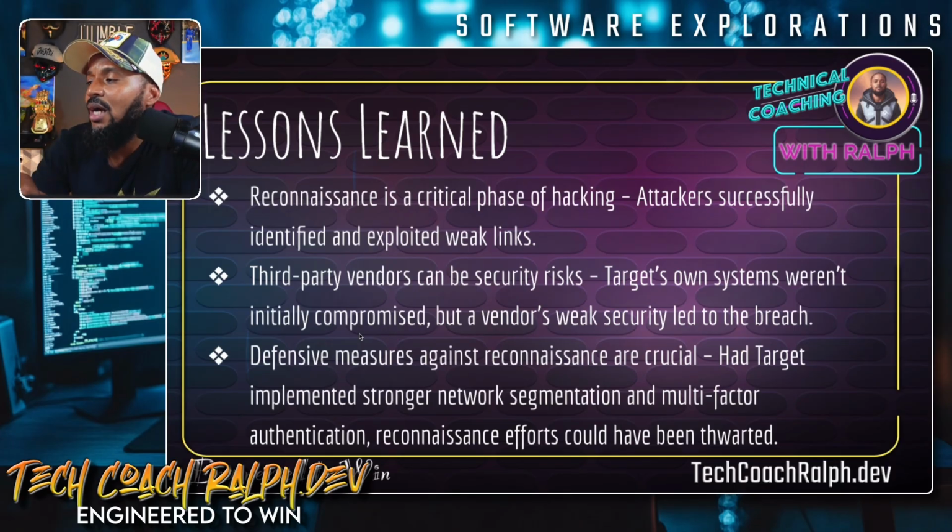Defensive measures against reconnaissance are crucial. Had Target implemented stronger network segmentation and multi-factor authentication, reconnaissance efforts could have been thwarted. And that's how everything is connected, because to implement that network segmentation, it would require a strong networking person to divvy up the subnets and say, all right, this is the IT subnet, this is the HR subnet, and try to limit the blast radius, all right?